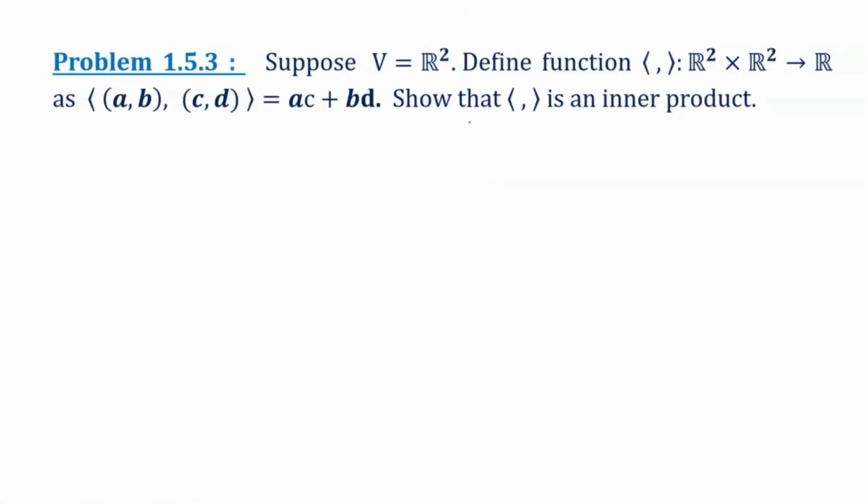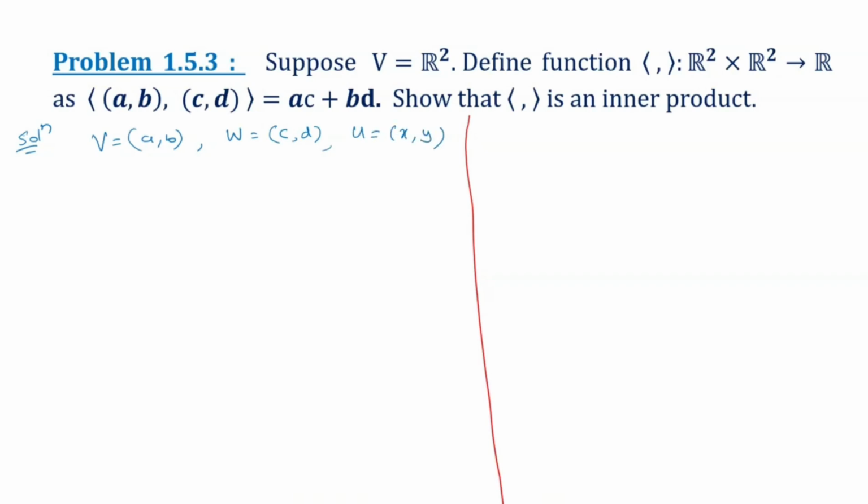Okay, we have the next problem, and in this problem we have to show that this is an inner product. So we'll do it as in the previous problem. So first we'll take that v is equal to (a, b), w is (c, d), and u is (x, y).